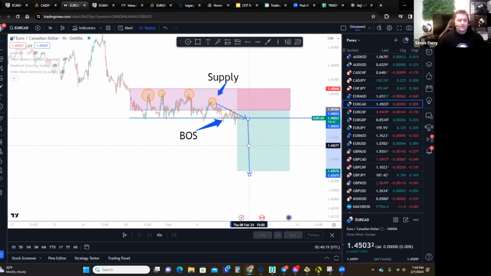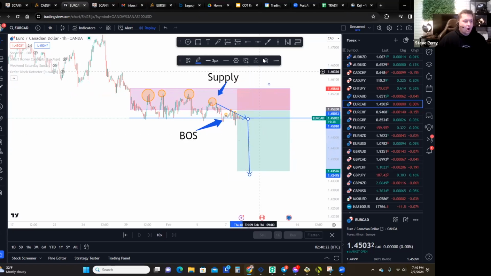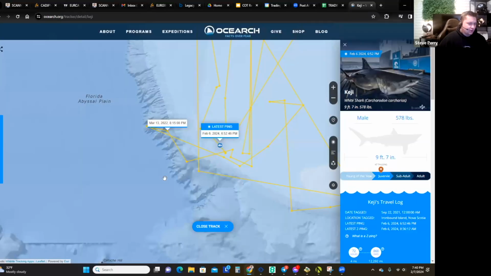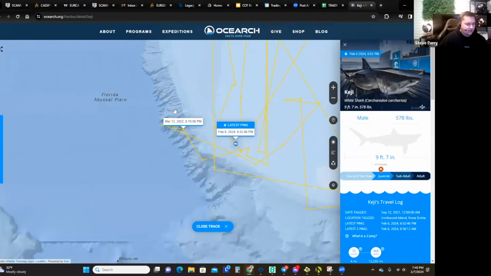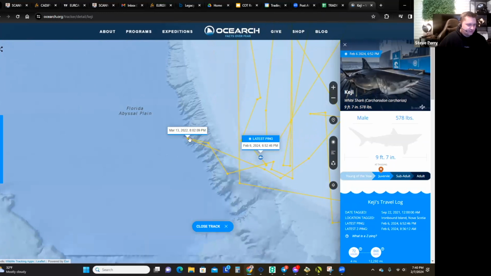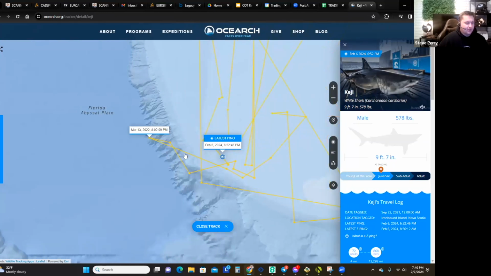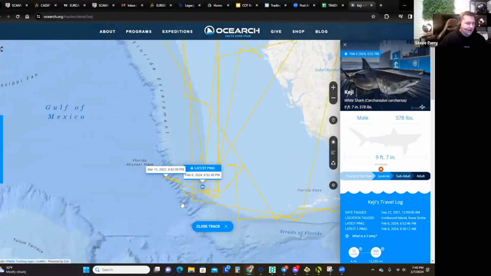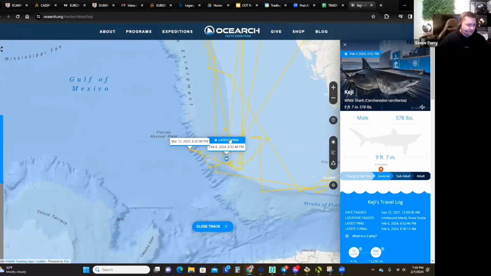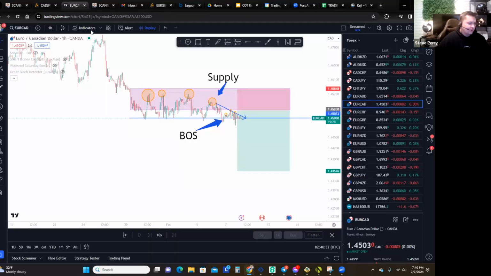And when that happens, all of the stop losses of the retail traders below this are going to get hit right here. Anyway, I've noticed this shark doesn't like to go off of this cliff. He went a little bit off of it for a second and then he came right back. He basically just stays on the more shallow waters, right here off of the west coast of Florida. He likes to stay there, I guess. Anyway, kind of a fun example.